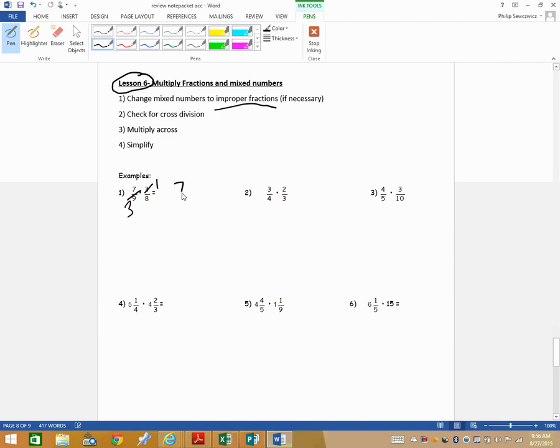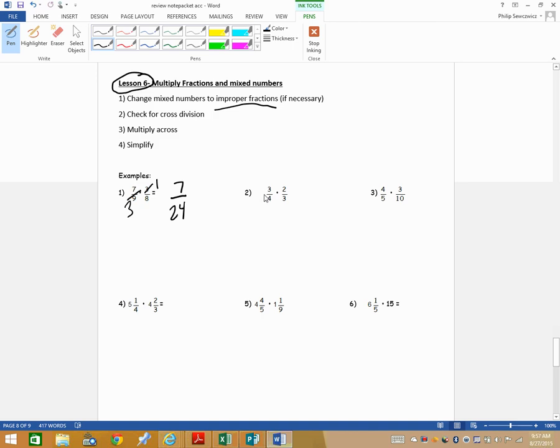7 times 1, 7. 3 times 8, 24. And then we need to check for simplifying. Typically when we do all of our cross division, we don't have a lot of simplifying to do. Most of the time it's not needed. But just in case we miss any, we do need to check for it. So let's go on over to question number 2.